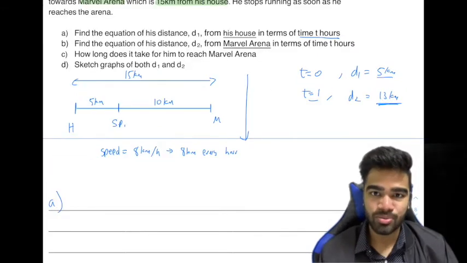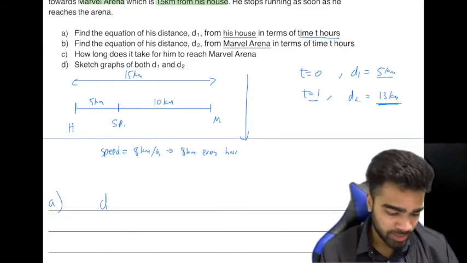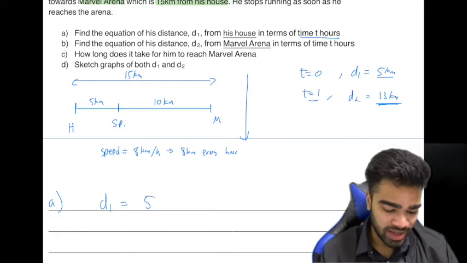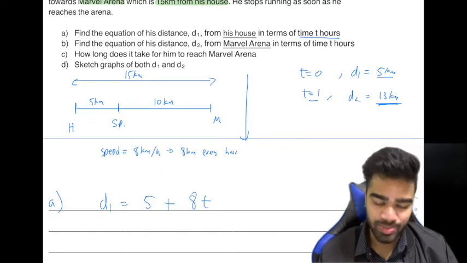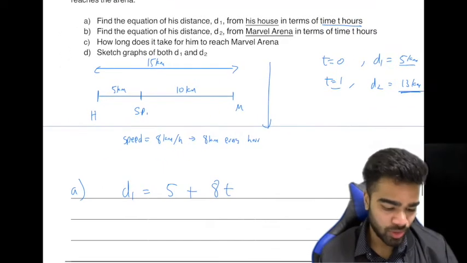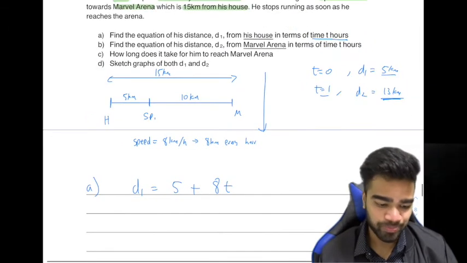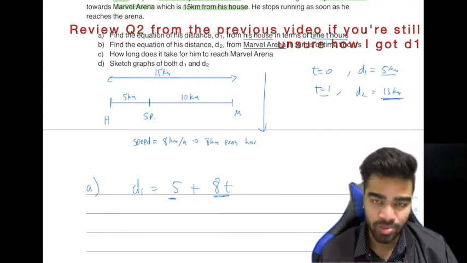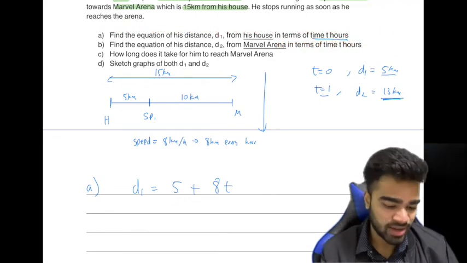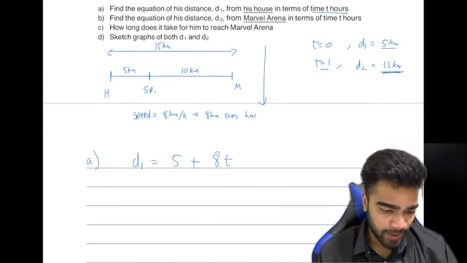So can you guys come up with the rule for D1 now? Well, let's think about it. D1 is going to be the initial 5. So the 5 kilometers is the starting point, plus, every t hours, he's running 8 kilometers. So it's pretty much this distance from his house in terms of time. Okay, so again, 5 is the starting point and he's running 8 kilometers every hour. It's similar to how we did back in the previous video. Okay.